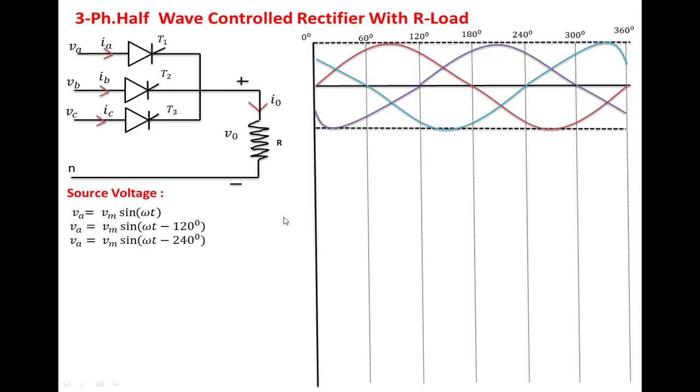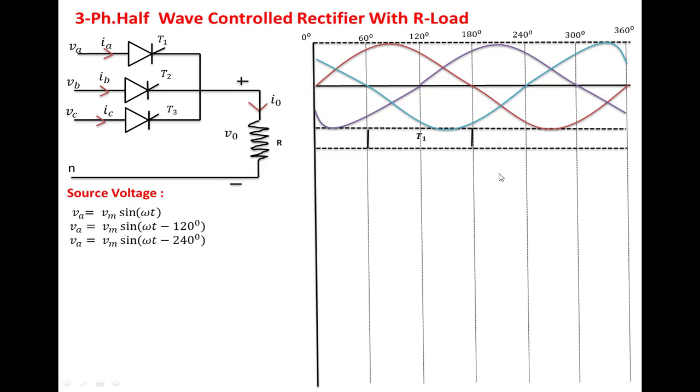Here we have taken the firing angle alpha equal to 30 degrees. So T1 will be on at 60 degrees, because whatever firing pulse we apply to T1 is measured from this point. From this point T1 is on. Once T1 is on, it conducts for 120 degrees, up to 180 degrees. At 180 degrees T1 will be off and the next device, T2, will conduct.